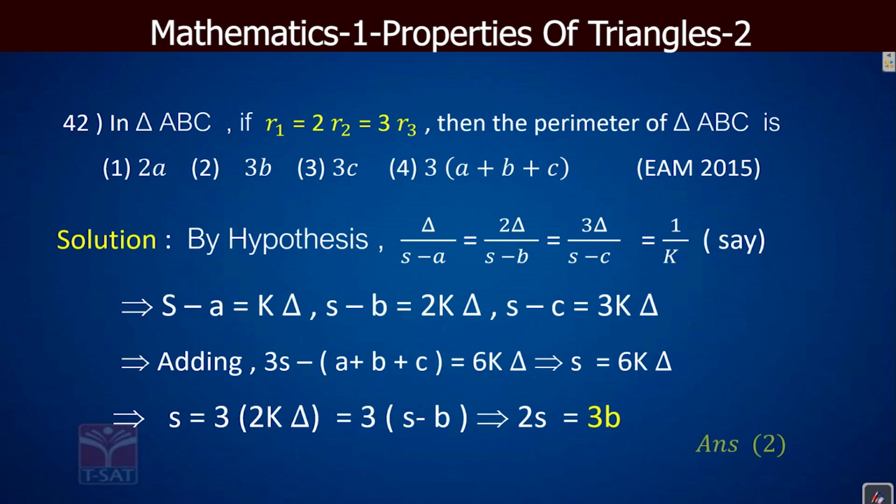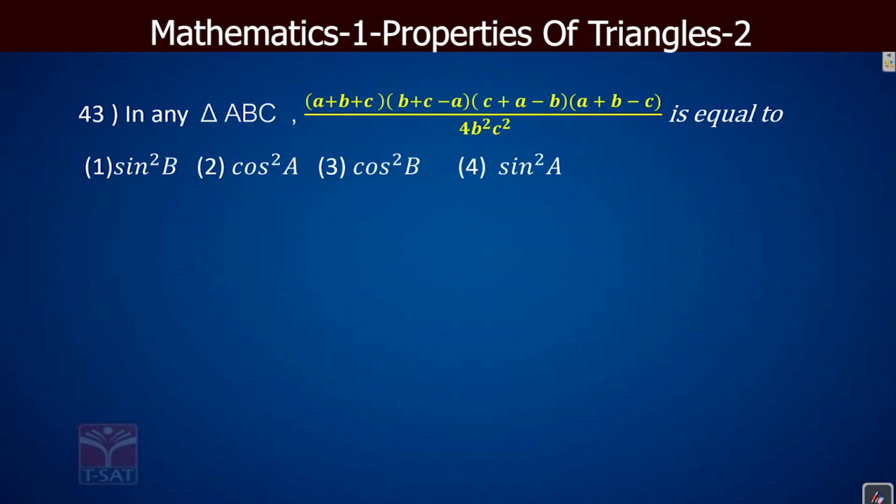So, the correct answer is 2. Question 43: In any triangle ABC, (a + b + c)(b + c − a)(c + a − b)(a + b − c) / 4b²c² is equal to: 1) sin²B, 2) cos²A, 3) cos²B, 4) sin²A.